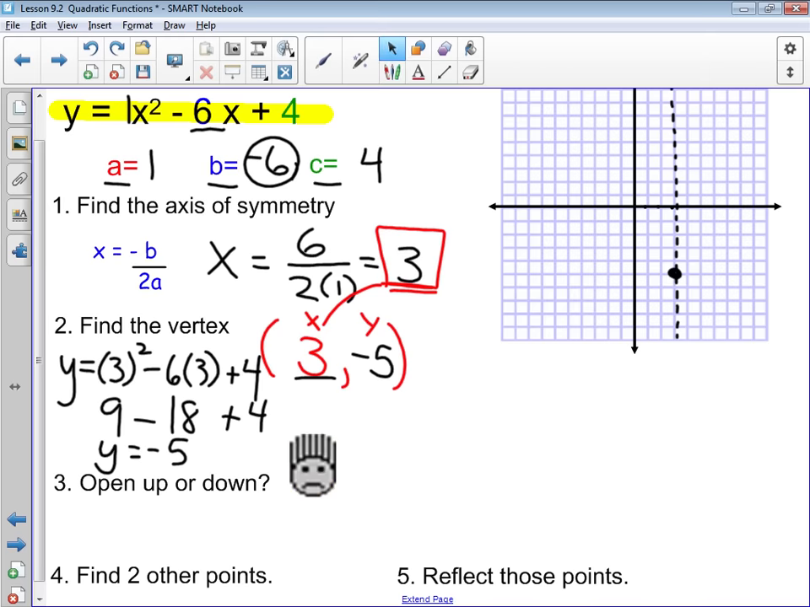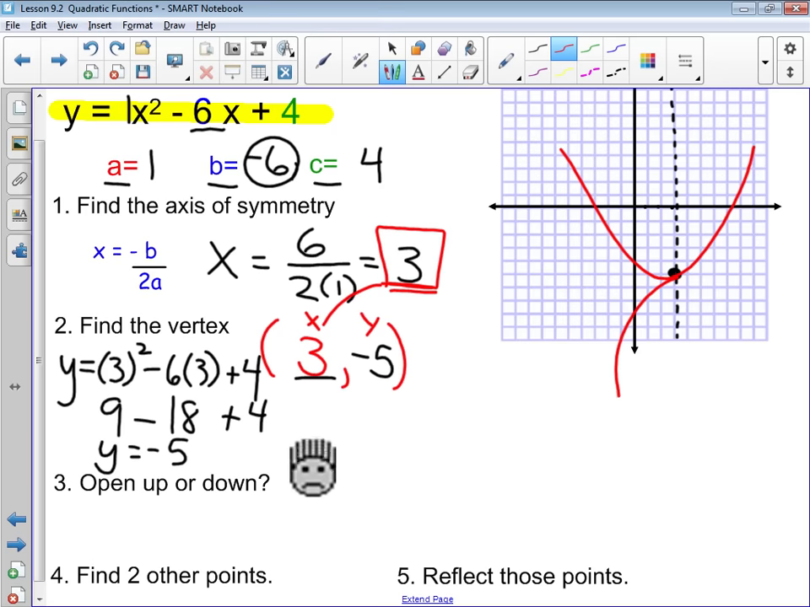One more time. I'm looking for a parabola. It could look like this, or it could look like this. But now I know the line of symmetry or axis of symmetry, and I know the vertex.